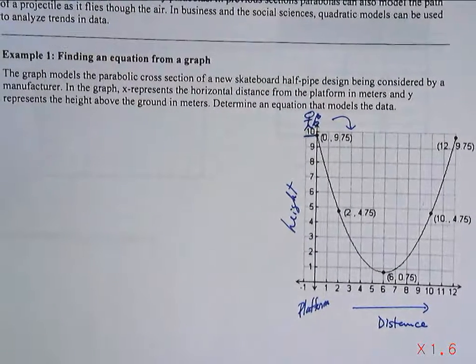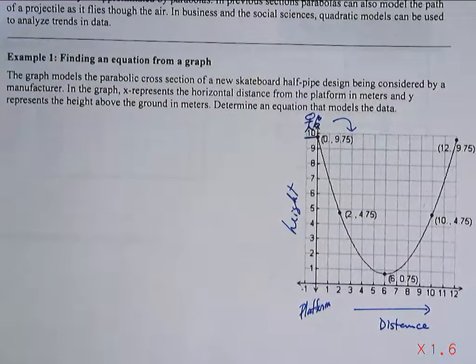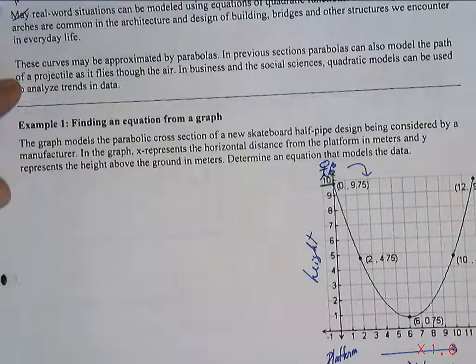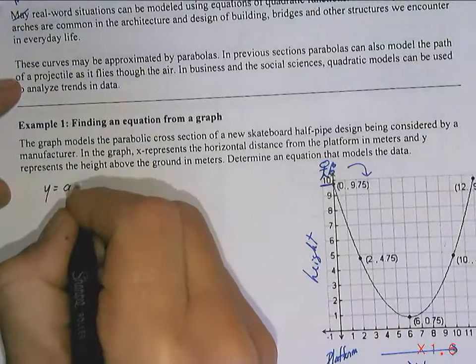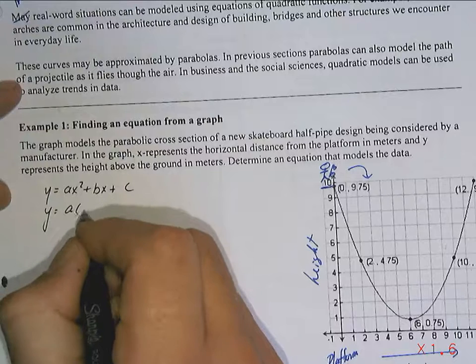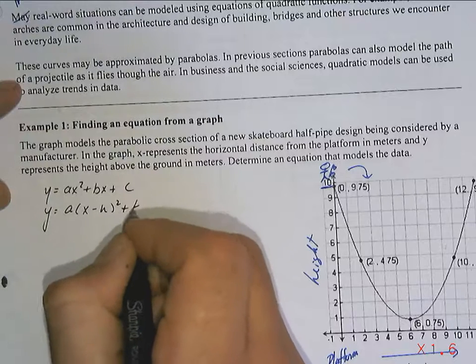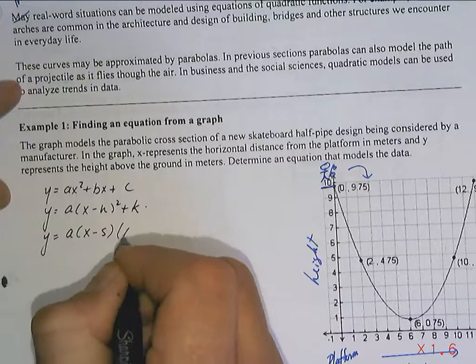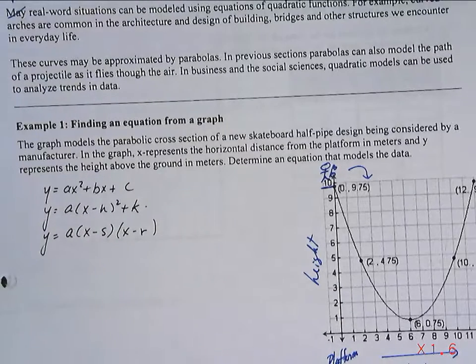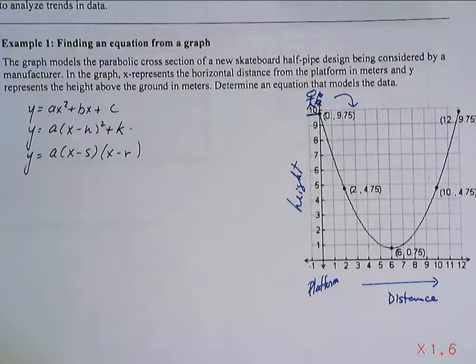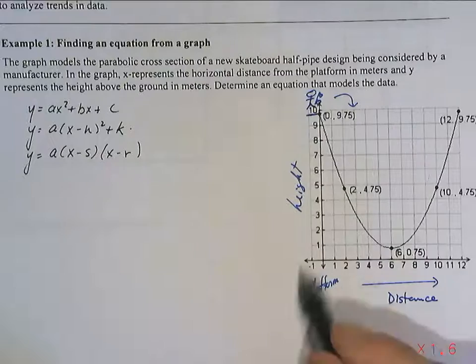Determine the equation that models this. So we have three forms that we can use. We can use standard form. We can use vertex form. And we can use factored form. The easiest form to use in this situation is the one where most information is provided in the problem.